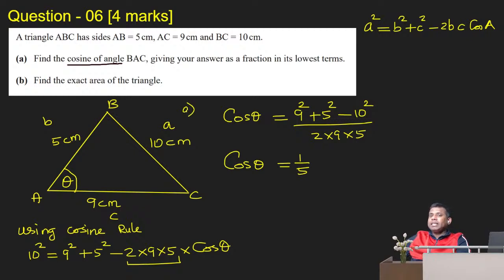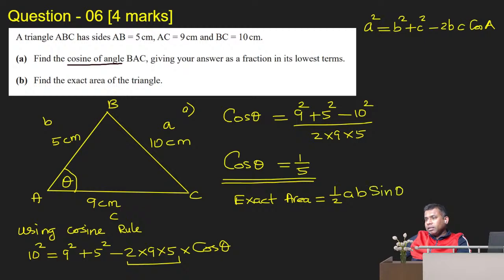The B part, find the exact area, right? After finding the cosine theta, they are saying exact area, so leave the answer in surd form or something, right? So half AB sine theta, right? Which ones are A and B? The sides which make the angle, 5 and 9. So half times 5 times 9 times sine theta.